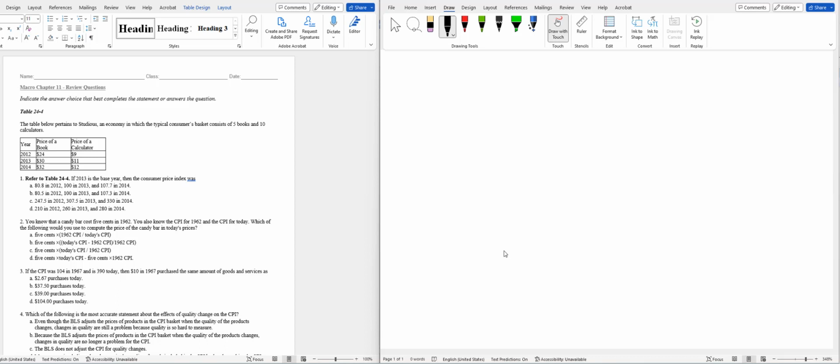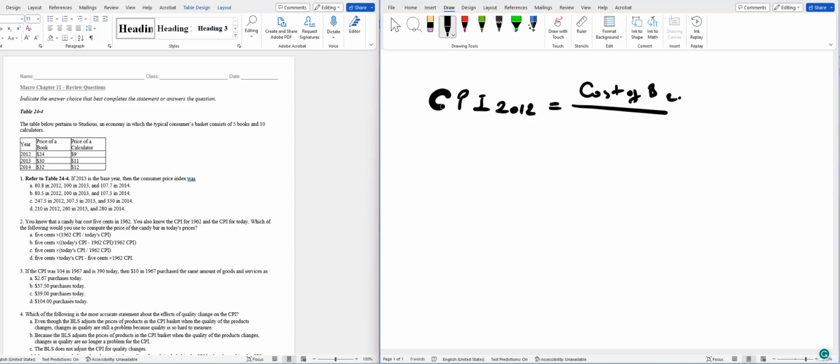The question tests whether you understand how to calculate consumer price index. So if you remember, to find a CPI for any year, for instance 2012, you need to calculate cost of basket in the current year. In this case, current year is 2012. And you are going to divide this number by cost of basket in the base year. And base year is 2013. And times 100 is the way that you calculate CPI 2012.